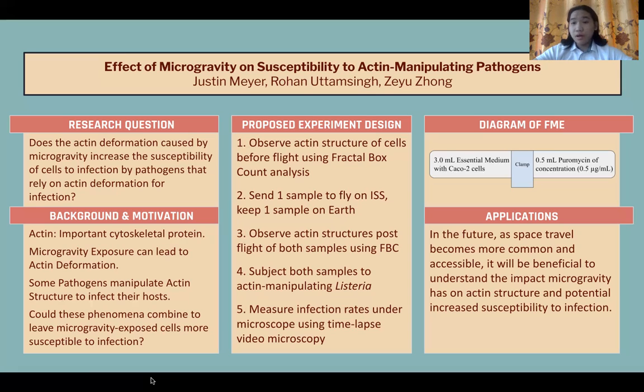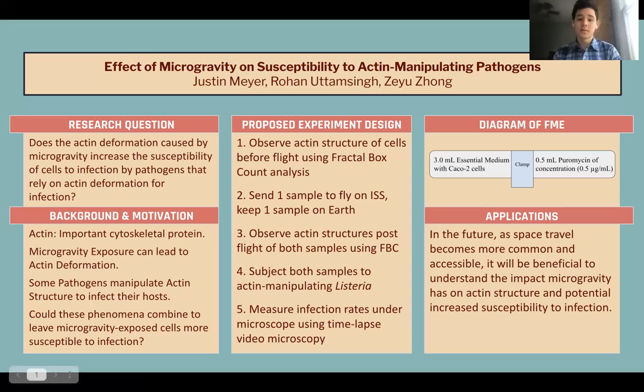And in the other solution, we have 0.5 milliliters of puromycin. This is a growth inhibitor that will basically freeze or preserve the structure of the cells and allow them to remain the same. This is useful because before the cells come back from space, the astronauts can unclamp and mix the solutions up so that the cells and their actin structures will be preserved as they return to Earth and they won't revert to the original state. And the same procedure will be done for the sample on Earth to keep the experiment valid, so that the only thing that is changing is microgravity.